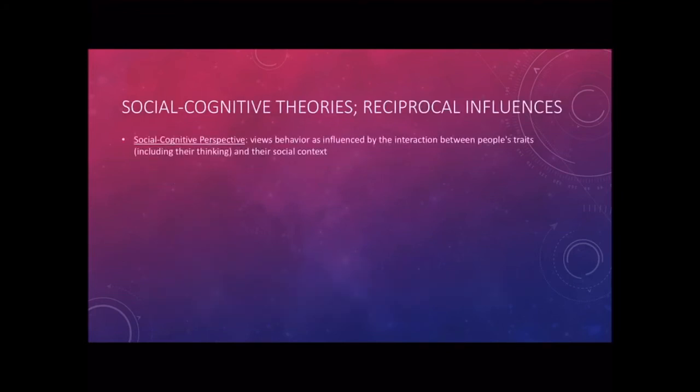Okay, the social cognitive perspective. Right here immediately, the first thing that I want you to write down is that the social cognitive approach emphasizes that the best predictor of future behavior is past behavior.